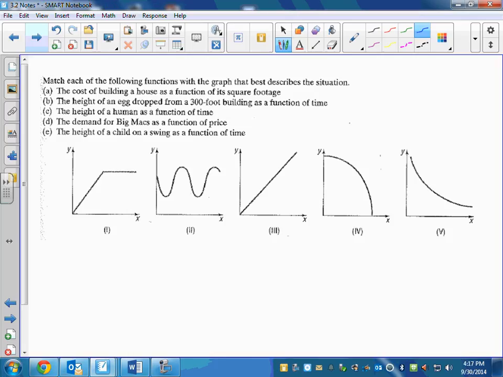So I think we can eliminate some. Like the height of a child on a swing as a function of time. Which one of those makes the most sense to you? I think it has to be E. Sorry, I guess this is number 2 here. I think it's easier to call this one E. The height of a human as a function of time. You might want to say 3, but I think 1 is the best choice because you're going to grow. You grow pretty fast as a kid, but I haven't grown in a long time, right? My height's pretty much leveled off. So I would say that this is C.